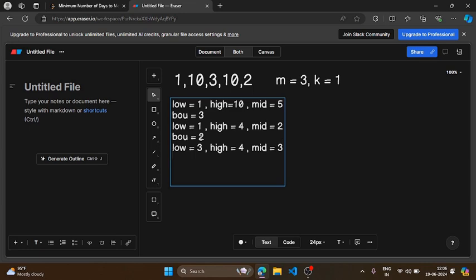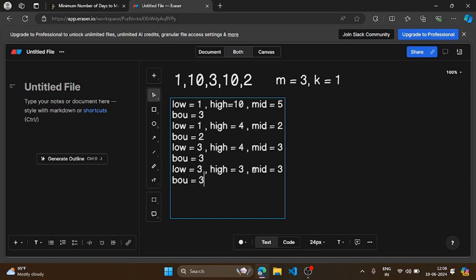Okay, so now I will check for day 3. On day 3 I can see I can make 3 bouquets, right? So my number of bouquets will be 3. Now these bouquets are greater than or equal to the required number of bouquets, so I'll check for the lower days again. My low will be this and my high will be mid minus 1, which is 3. So again on day 3, this will be the mid, and I will check day 3 only. On day 3 I could make 3 bouquets, which is again equal to the required number, so I'll check for the lower days again. My low will be this and my high will be mid minus 1, which is 2.